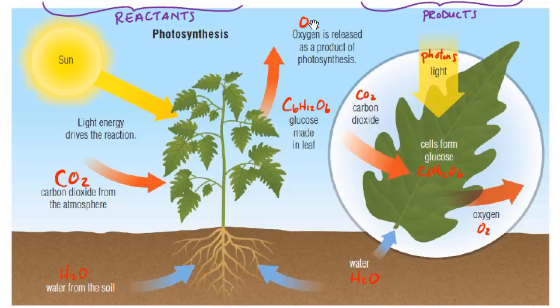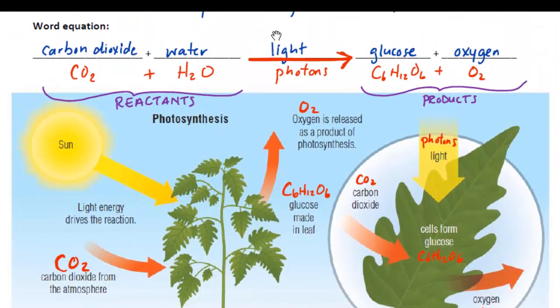It's so much oxygen being produced that it's more than what the plant can use for itself, which is a great benefit to the rest of us, because when the carbon dioxide goes into the leaf and the photons strike and you have the water coming in and making the sugar, all that extra oxygen leaks out and it benefits literally almost every other living organism on Earth. So again, please memorize this word equation right here.